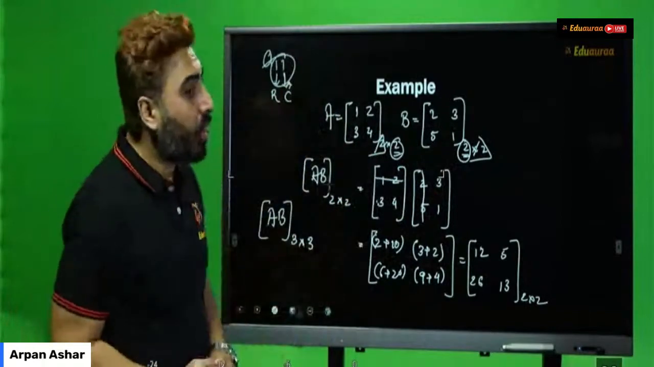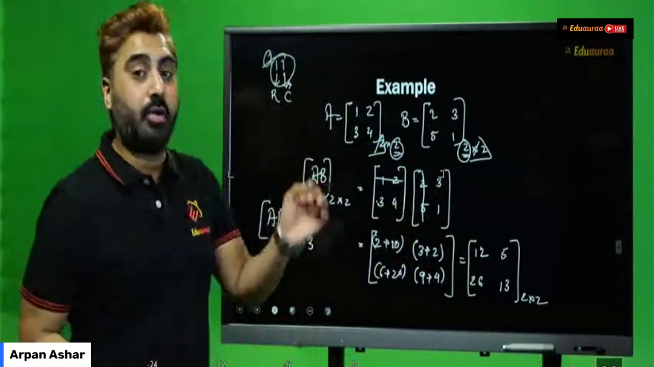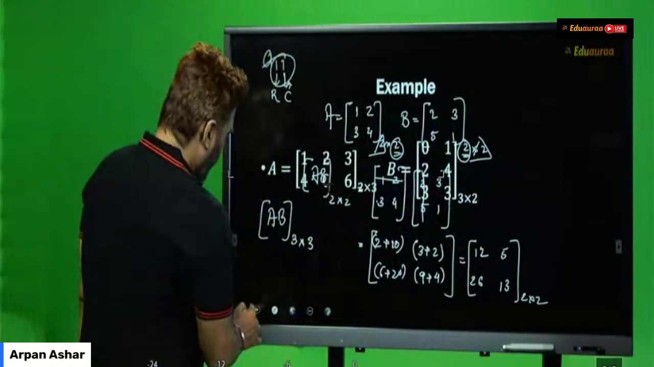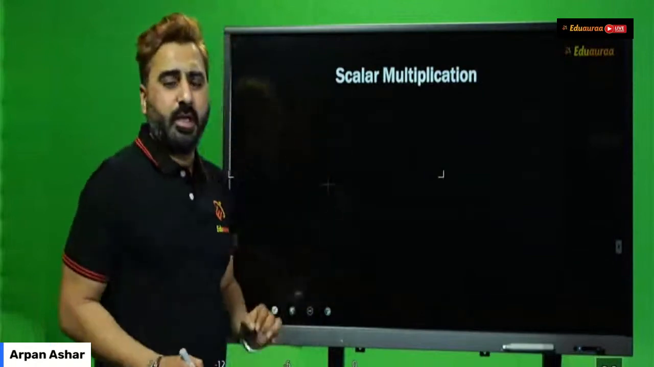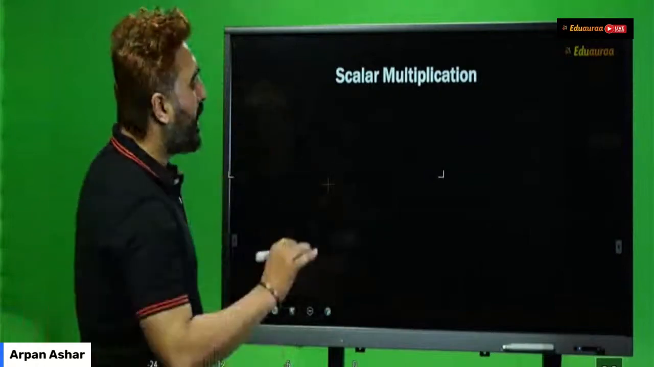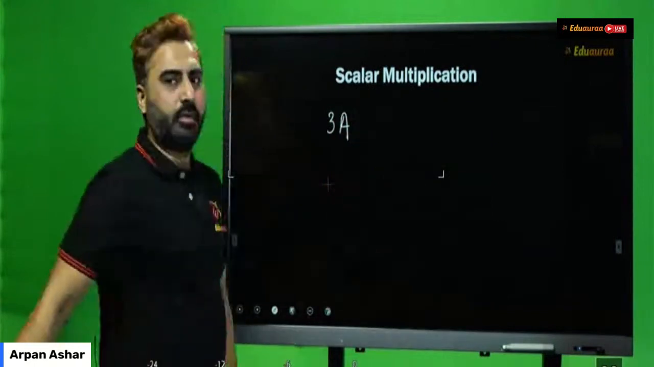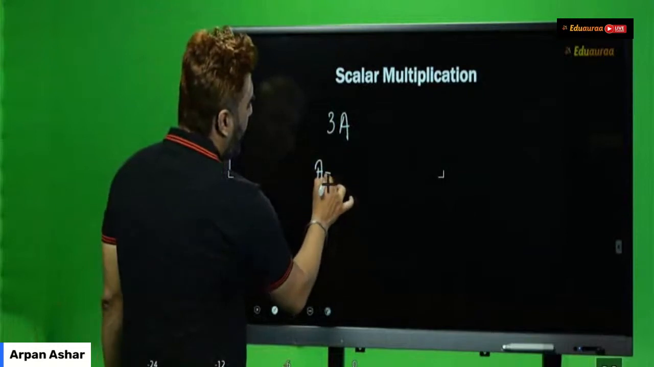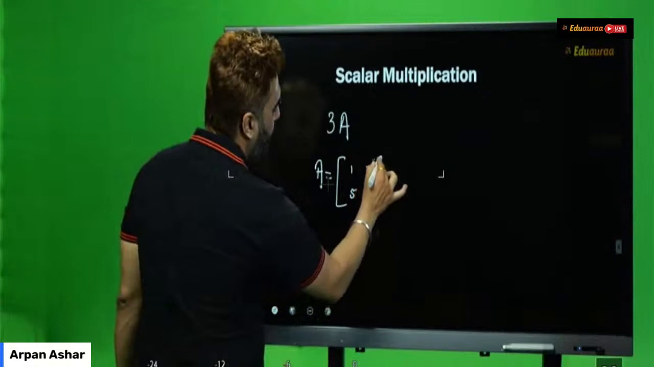अगर ये part strong हुआ, as I said earlier, it will be easy for you to understand, to learn matrices. So students, after this, let's switch to scalar multiplication, the easiest part of matrices. Now the scalar multiplication part is nothing but if I write 3 into A, क्या होगा? 3A होगा. So let's say A is some matrix 1 2 5 4.